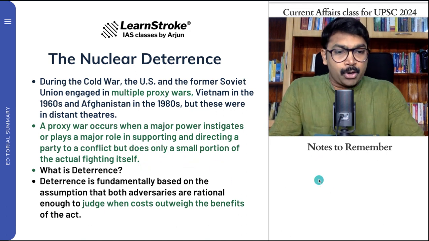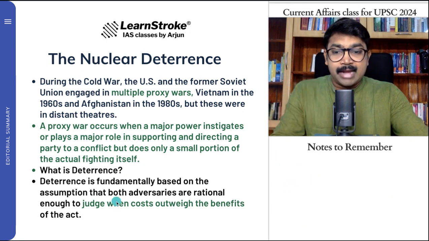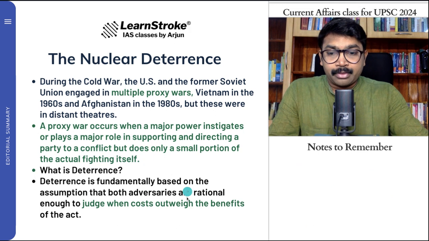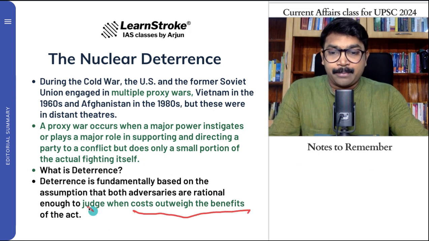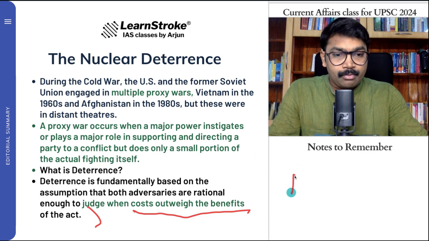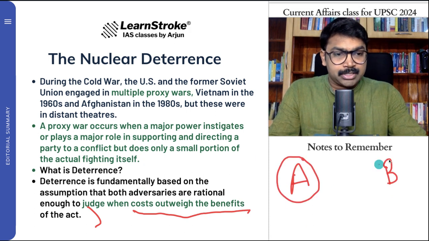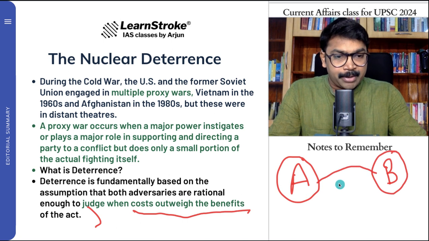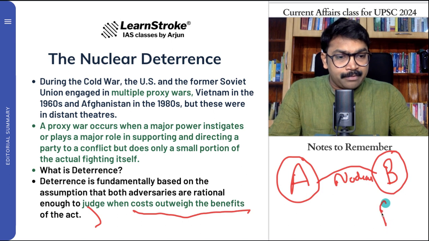Before we go on to the other concept of deterrence, you should know the basic principle of nuclear deterrence. The basic assumption is that the cost outweighs the benefits. Very important. Let's understand. A and B are countries, and both of them are nuclear powers. Imagine that both of them use nuclear power. Definitely there will be benefits for many of the countries.